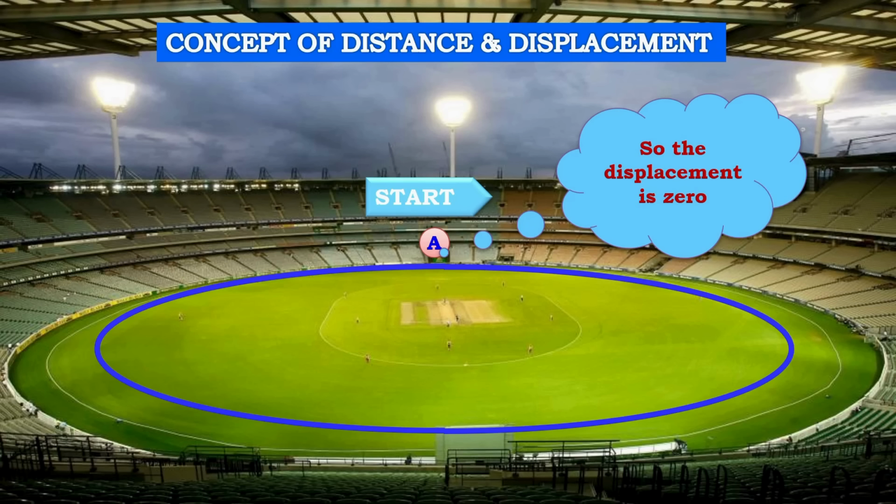Distance can be non-zero, even when displacement is 0. Distance depends on the path traveled. Displacement depends only on the initial and final positions. When an object returns to its starting point, distance is not equal to 0. Displacement is equal to 0.